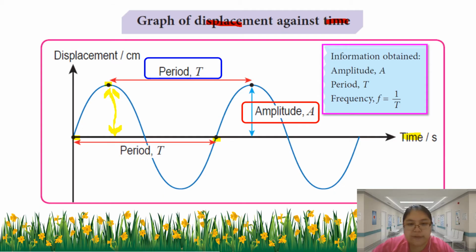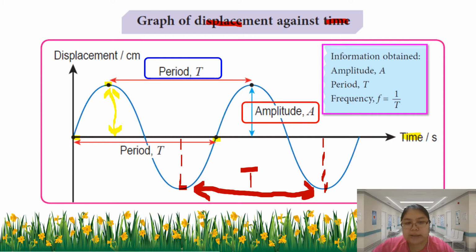If I start from here, where is my period? The period must be here. So this one we call one period. This one is also called period. So the pattern to find the period and wavelength is the same, but you need to see whether the x-axis is distance or time. If time, surely you find period. If distance, surely you find wavelength.